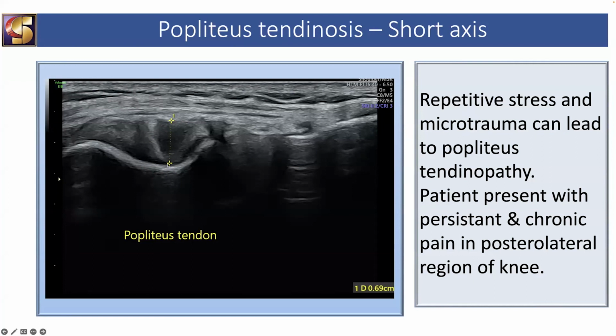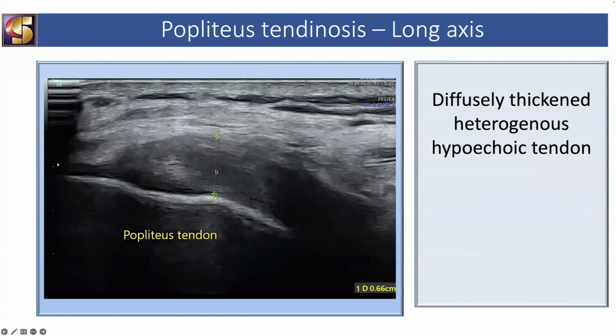So here we can see a diffusely swollen popliteus tendon with heterogeneous echo texture with no cortical erosion in the popliteal fossa. In the long axis, we can see a heterogeneous hypoechoic tendon, which is diffusely thickened, with loss of fibrillar pattern. And in day-to-day practice, if we measure the thickness, in most popliteus tendinosis cases we have a thickness of more than 5 to 5.5 mm. Usually the popliteus tendon is between 3 to 5 mm.